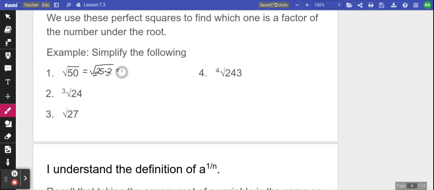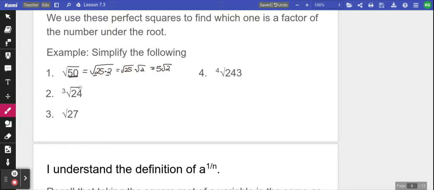So now I can break that up into the square root of 25 times the square root of 2, and the square root of 25 is 5, and 2 cannot be broken down, so we just leave that one under the square root. So now, instead of having a big number under our square root, it is a number out front and a prime.